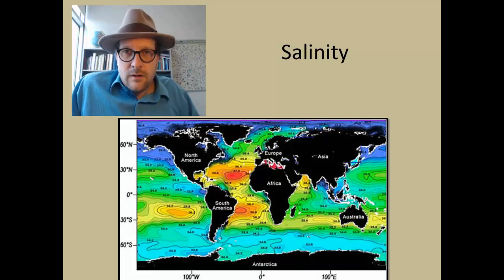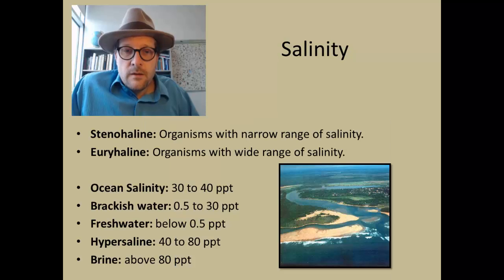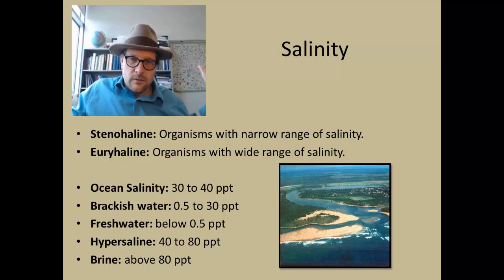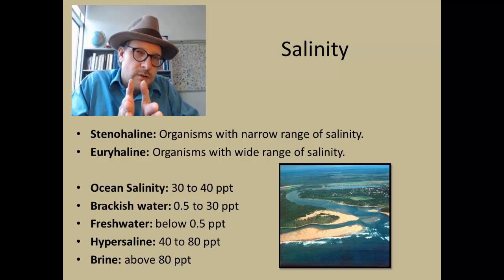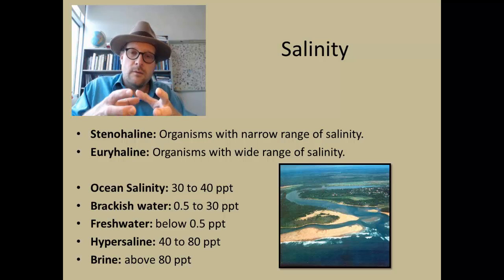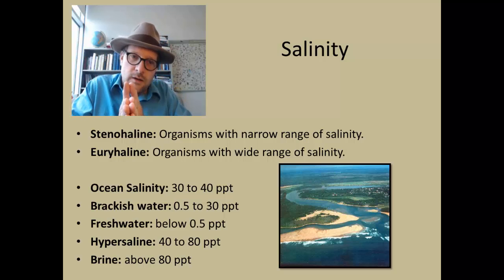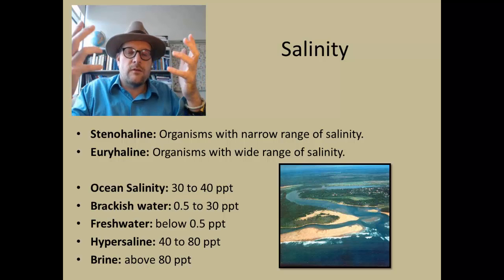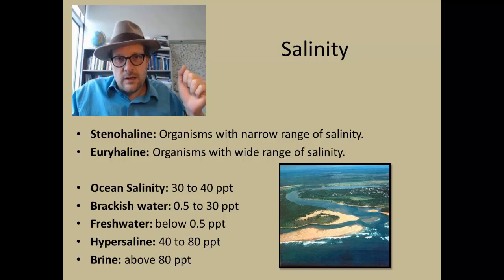So salinity is a major factor. Now, organisms can either have a great tolerance in salinity, or they can have a very narrow tolerance in salinity. So stenohaline organisms have a very narrow range of salinity, whereas euryhaline organisms are organisms that can live in a very wide range of salinity.